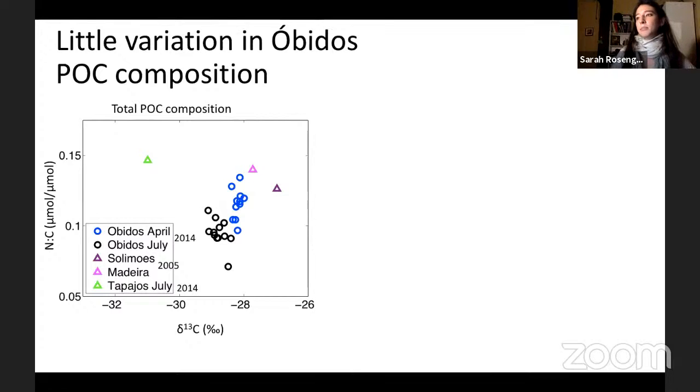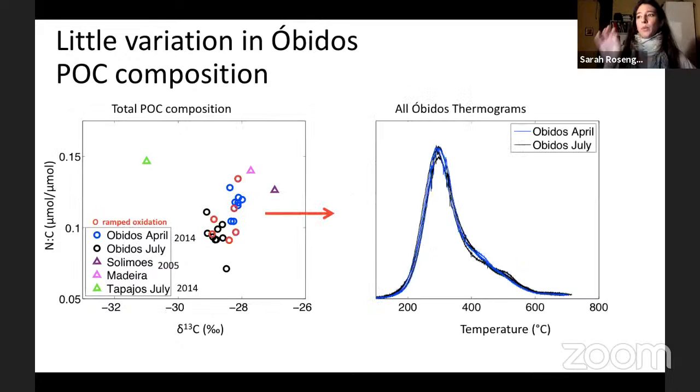So here is plotted on the y-axis the nitrogen to carbon ratio, on the x-axis delta 13C of the bulk organic carbon collected at Obidos in April and July. So those are the circles. And there isn't much variation in the values here, relatively speaking. When we took 6 of those samples from the main stem and analyzed them with the Ramped Oxidation method also to construct thermograms, the thermograms are really similar to each other too, regardless of depth, regardless of season.